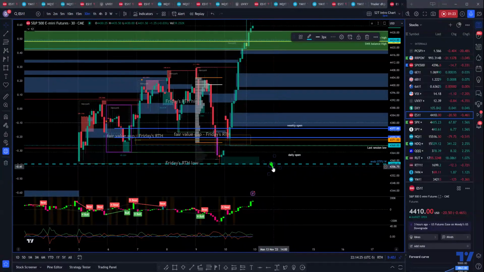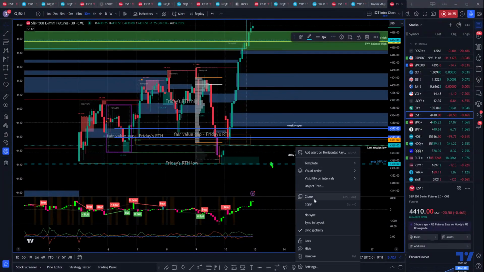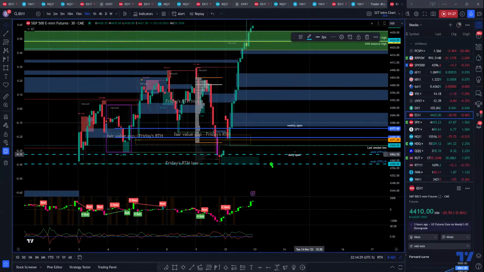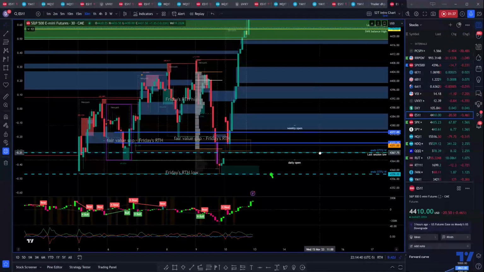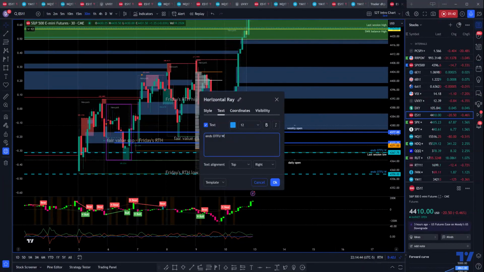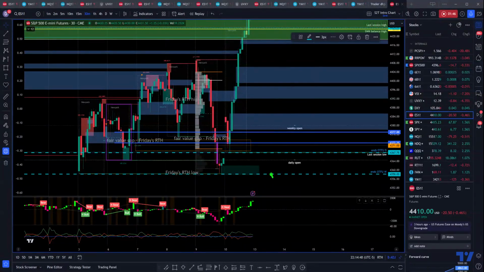We're very likely to duplicate this level, and then because the one-time framing on a daily will end at 4367, which is this low right here, last session low, 4357, 4367.75, and this one we're gonna label as daily. So that is the ES. This is the last session low.